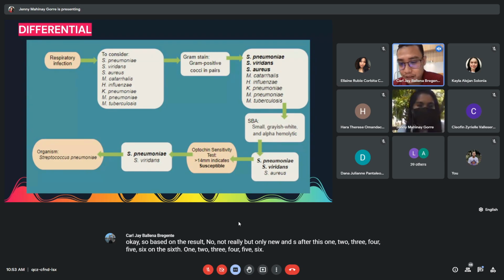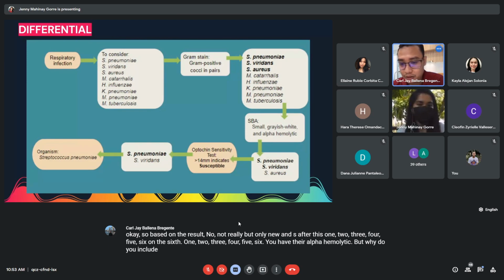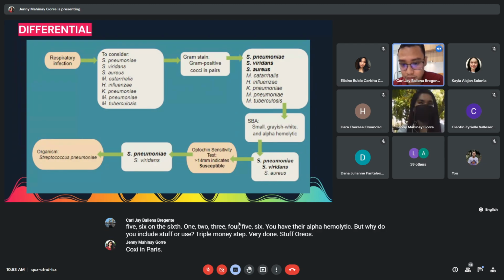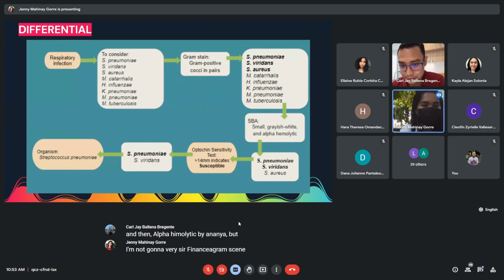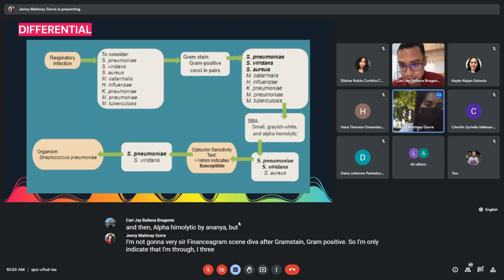You have their alpha hemolytic, but why do you include Staph aureus? Strep pneumoniae, Strep viridans, Staph aureus. Staph aureus is good, sir, because it is gram-positive. And is Staph aureus alpha hemolytic? No, sir, I was referring to the gram stain. After gram stain, gram-positive. So what I indicated were three bacteria: Streptococcus pneumoniae, Streptococcus viridans, or Staphylococcus aureus.